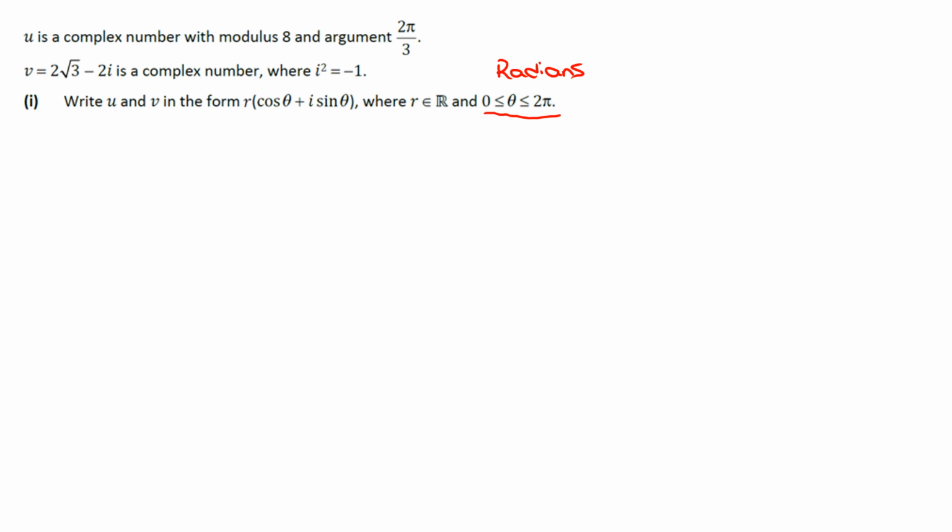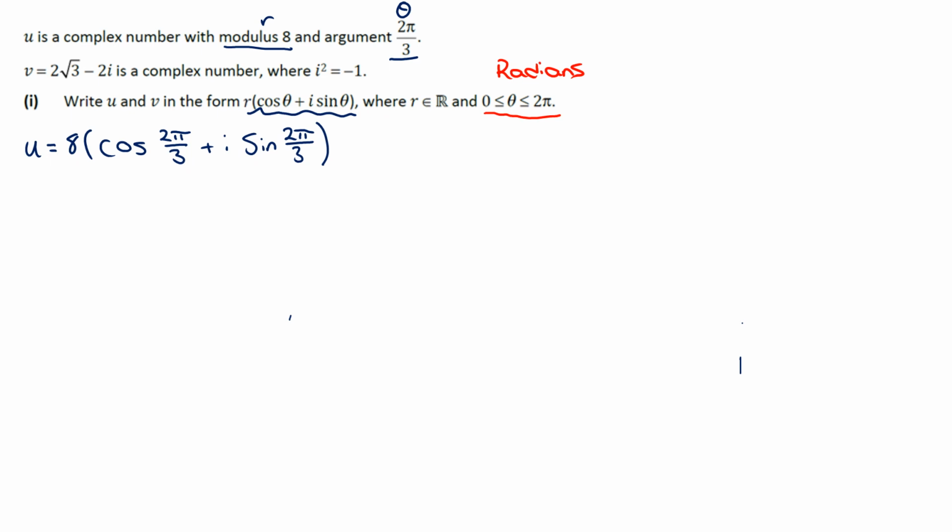U is quite straightforward to do because they've given us the pieces we need. So modulus is r, and argument is theta, so we get 8 cos of 2 pi over 3 plus i sine 2 pi over 3. That is simply just putting it in, not even what we know as polar form, because they've actually given us polar form. They've been very nice in this question.